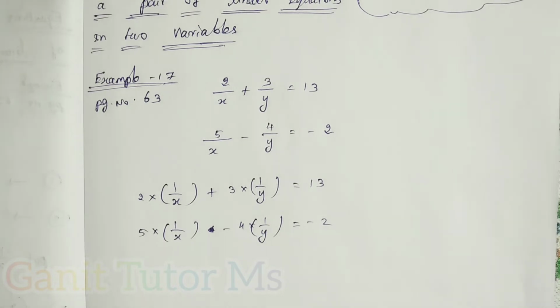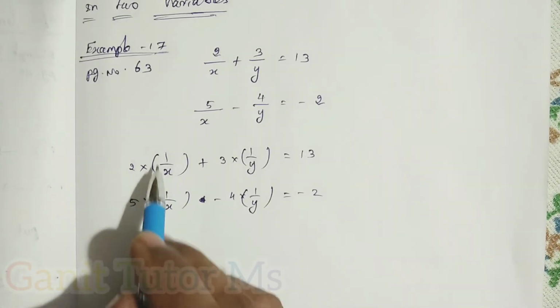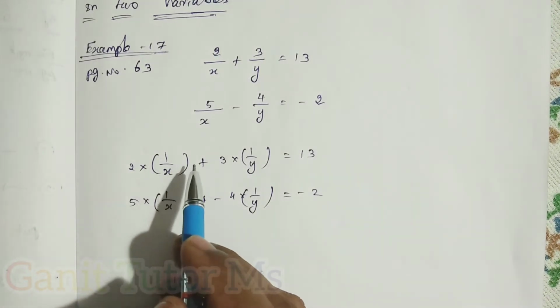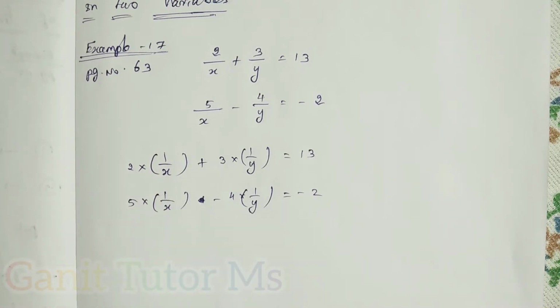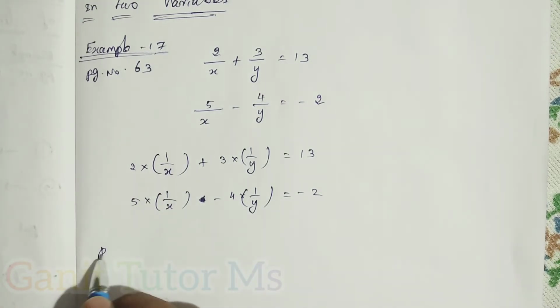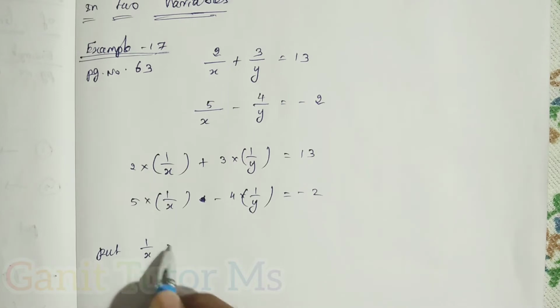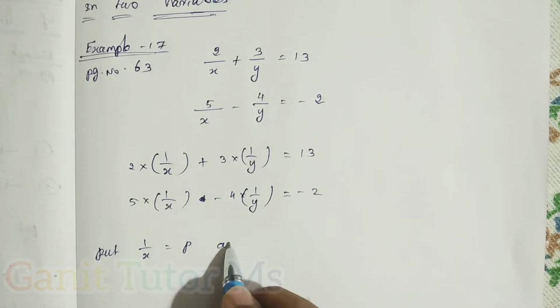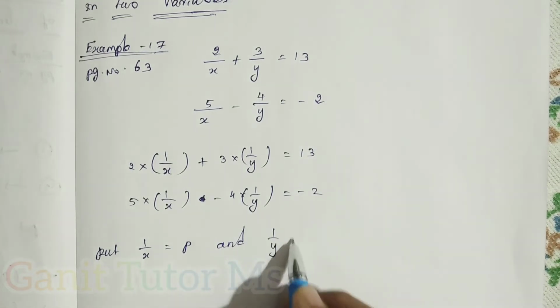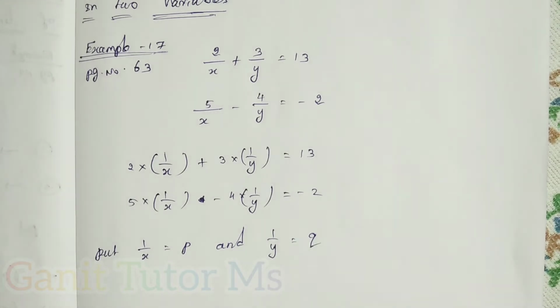Any doubt? So now, instead of this 1 by x, I can put some other variable. Here I just consider the variable p. So put p instead of 1 by x, and instead of 1 by y, I can put q. So now you can put p for 1 by x and q for 1 by y.